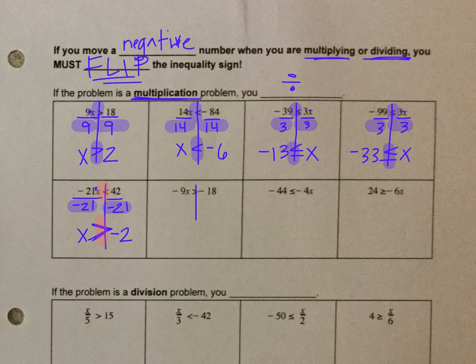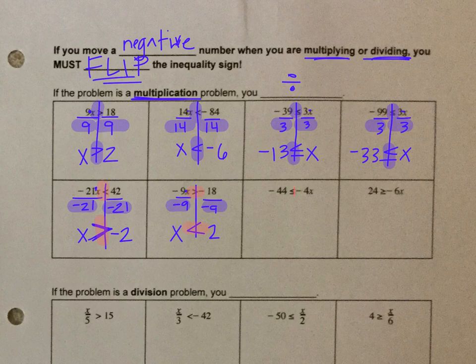Okay, this next one, we know that the negative 9 and x are being multiplied, so we divide by negative 9. I carry my x down. Negative 18 divided by negative 9 is a 2. Now, I have flipped my sign, I have divided by a negative, so that means I must flip that sign. It was that way, and now I turn it this way.